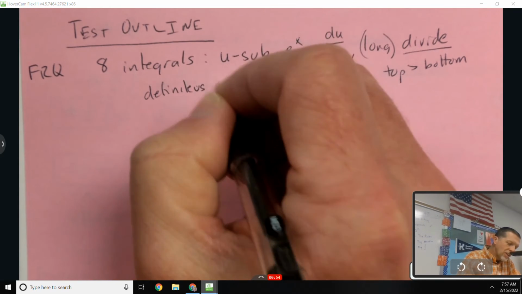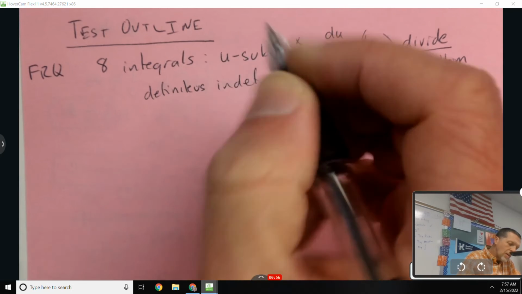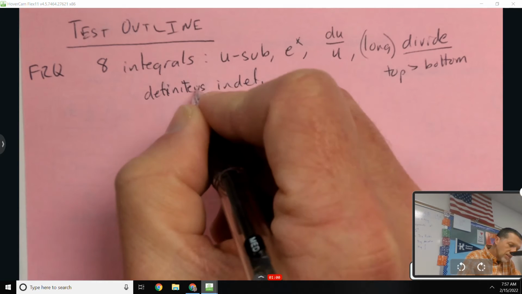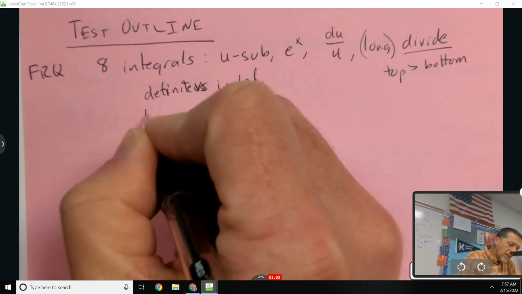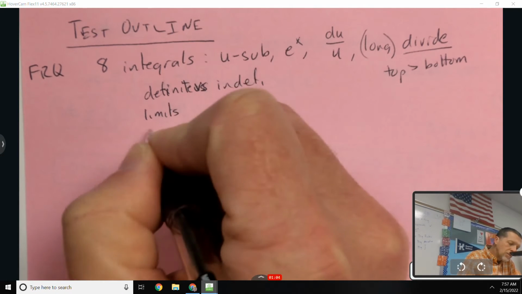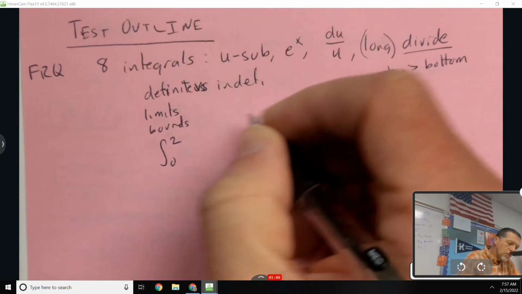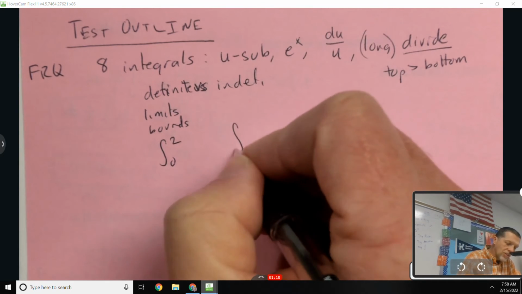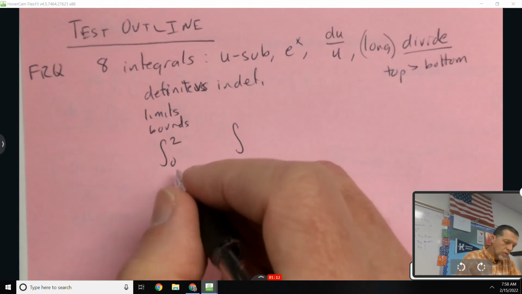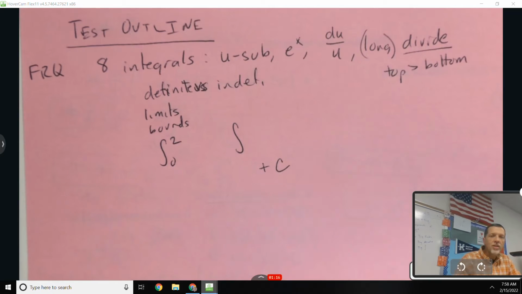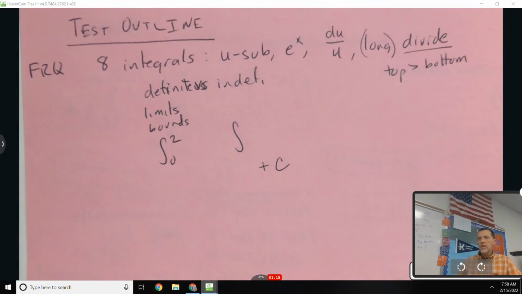Definite versus indefinite. That means it has limits. Pardon my handwriting. Has limits or bounds. Right, so that's like 0 to 2 versus indefinite, which doesn't have anything. So 0 to 2 leads to an answer. Indefinite leads to a plus C. Right? Yes, no?